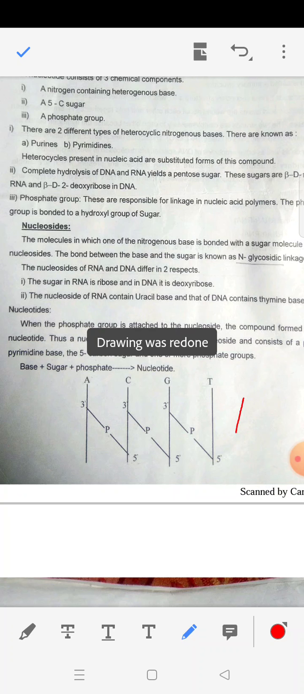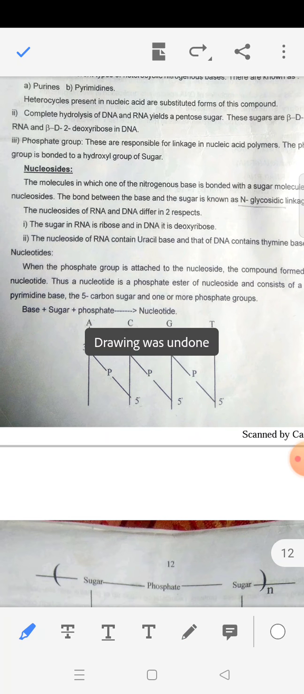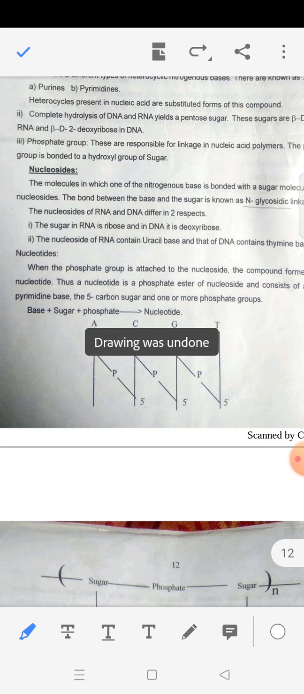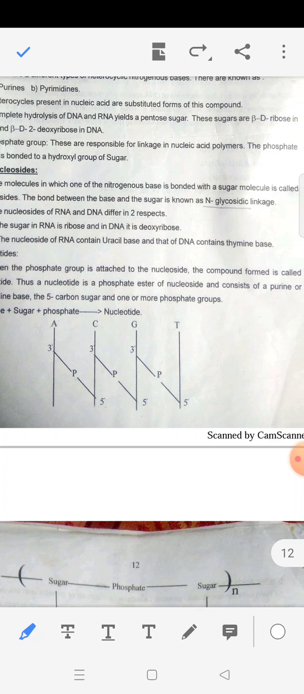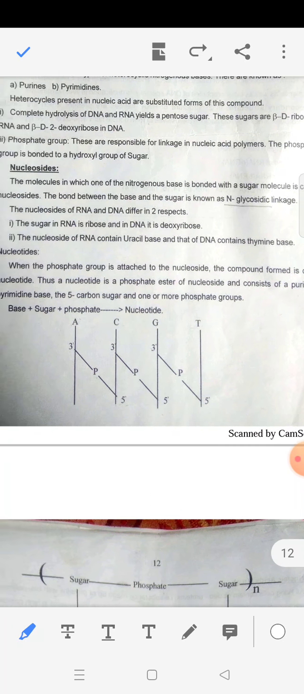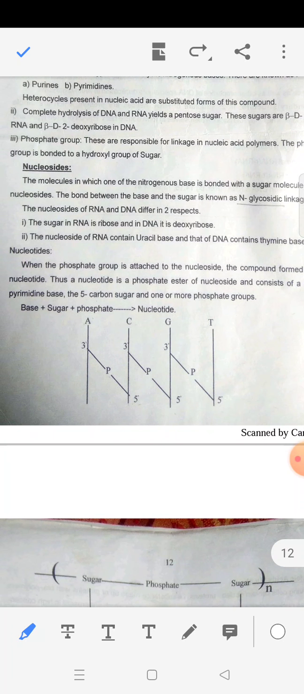When the phosphate group is attached to the nucleoside, the compound formed is called nucleotide. Thus, a nucleotide is a phosphate ester of nucleoside and consists of purine or pyrimidine base and a 5-carbon sugar and one or more phosphate groups. So please check here the base, that is the nitrogenous base, 5-membered ring sugar, that is ribose or deoxyribose sugar, and the phosphate together make nucleotide.